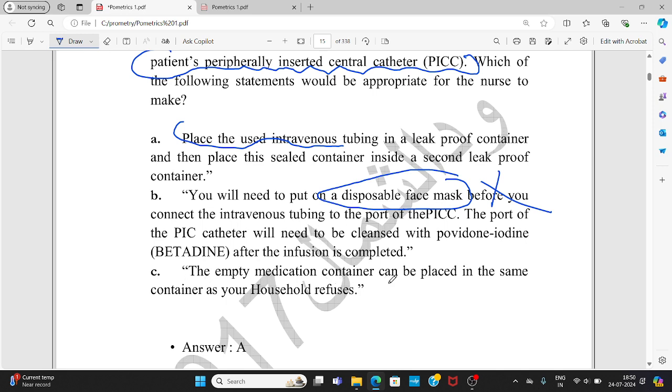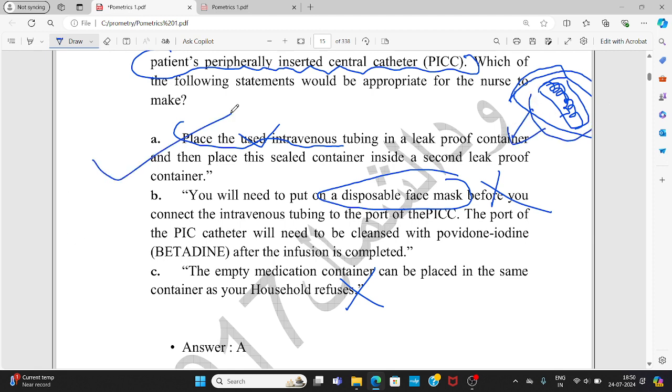The empty medication container can be placed in the same container as your house. No. So this is about the disposal, how you dispose. Place the used IV tubing in a leak-proof container. So you should place the tubing in a leak-proof container and then place this sealed container inside a second leak-proof container. So you should place the tubing in a leak-proof container and this has to be kept in another leak-proof container. So this is how it should be disposed. So this is about the disposal.